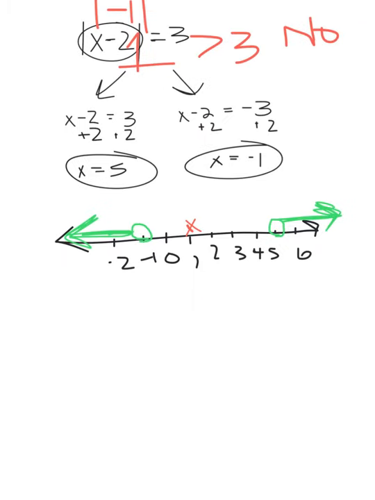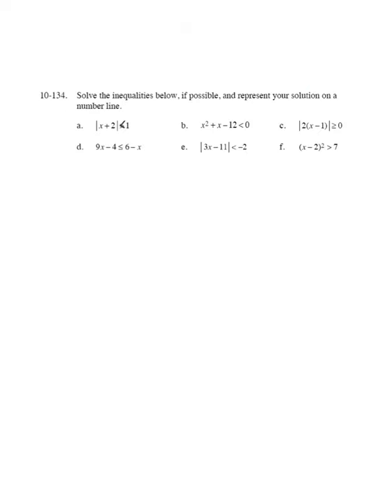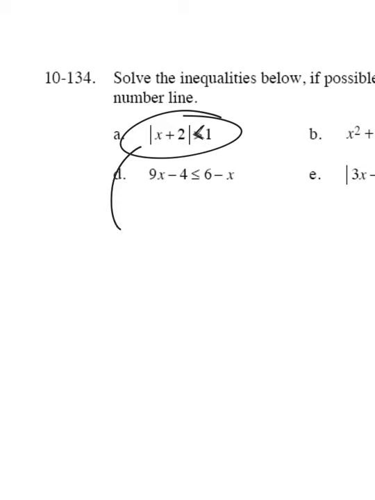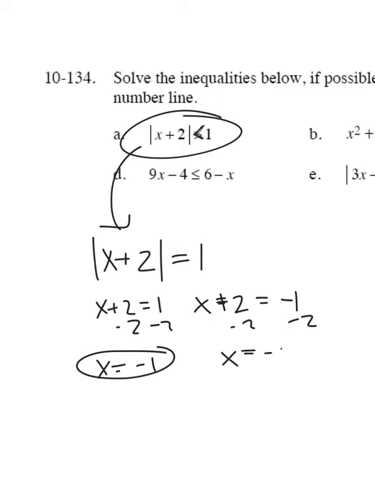So we still need to write our final answer. X has to be smaller than negative 1, or x has to be bigger than 5. We won't solve every one, we'll just do problems A and B. So if we start with problem A, we know the absolute value of x plus 2 is less than 1, and we're going to put it as an equals for now, and we've got x plus 2 could be 1, or x plus 2 could have an output of negative 1. We're going to minus 2 on both sides, and we get x could be negative 1, or x could be negative 3.